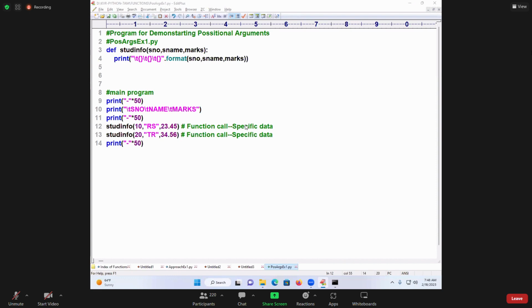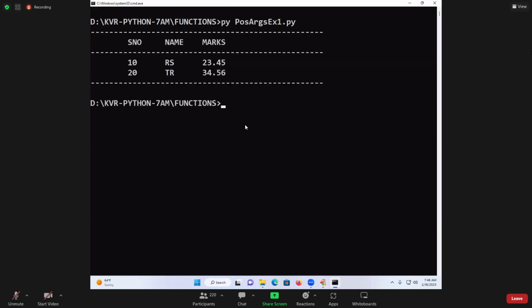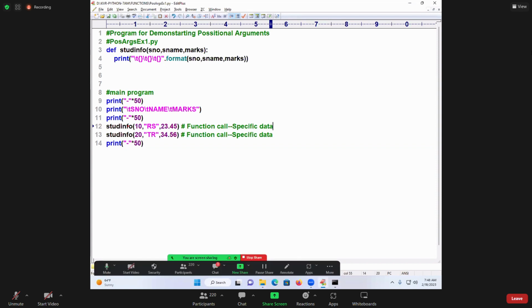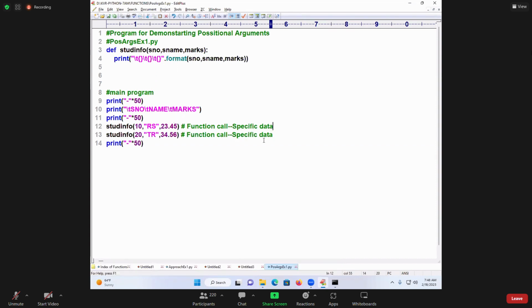Okay. Try to look carefully and follow. Also specific data passing. How is this passing? Come on, understand. 10 is going to number, RS is going to name, and 23.45 going to what? Marks. Is it 1 to 1 or not? 1 to 1, 2 to 2, 3 to 3. What is this mechanism called? Positional arguments mechanism. And what is this data you are passing? Specific. After a few minutes, you will understand the meaning of specific importance.